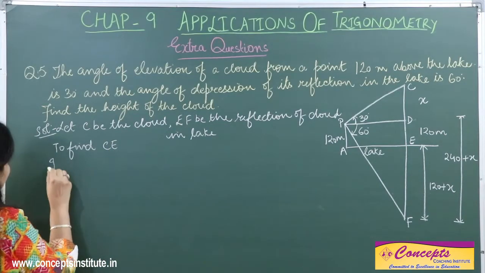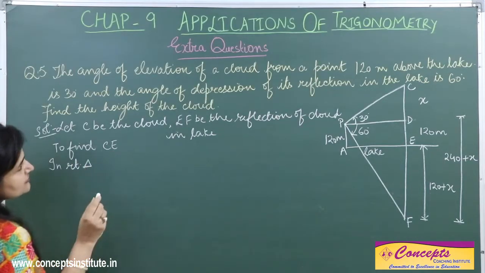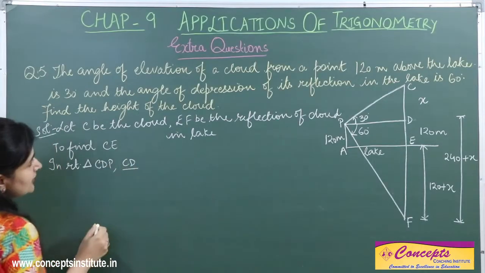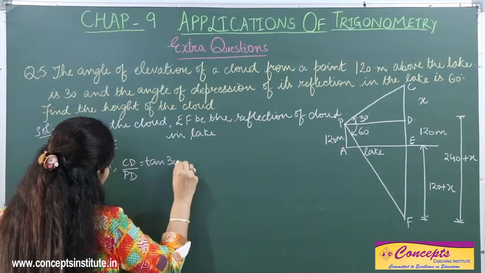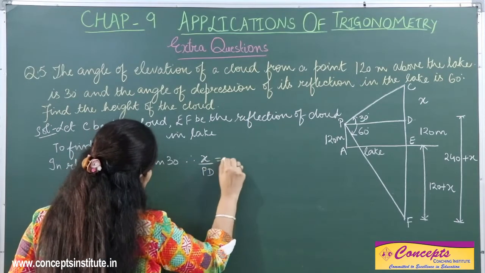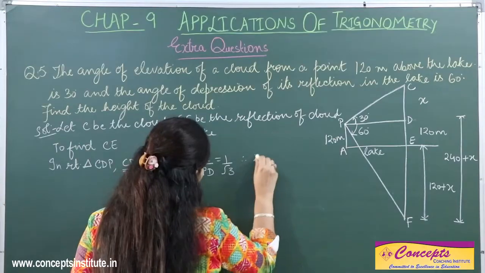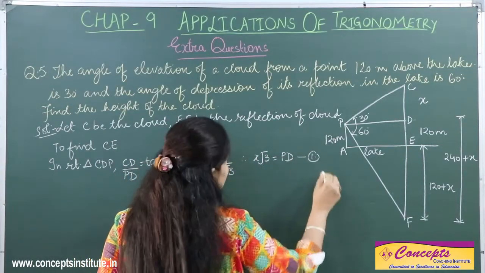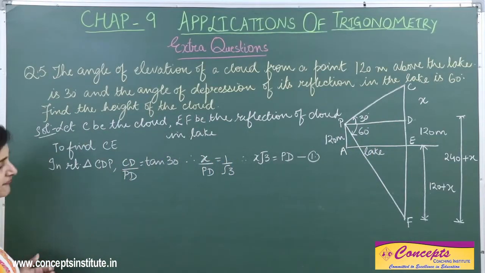Now we can apply the trigonometric ratios in right triangle CDP. So what do I get? CD upon PD is equal to tan 30. Therefore x upon PD is 1 by root 3. So what would be PD? x root 3 would be PD. And as you can see, PD is the common link between the two right triangles. So I have found out the value of PD.